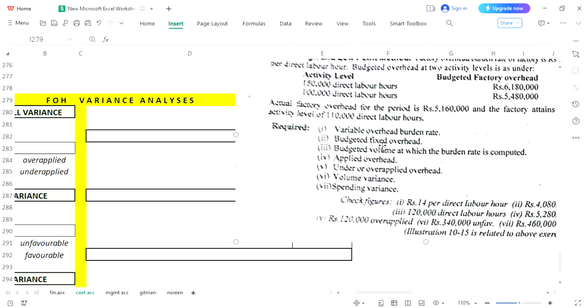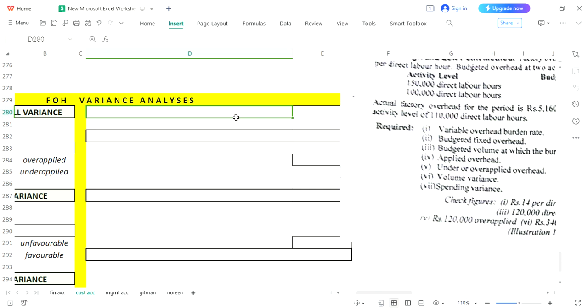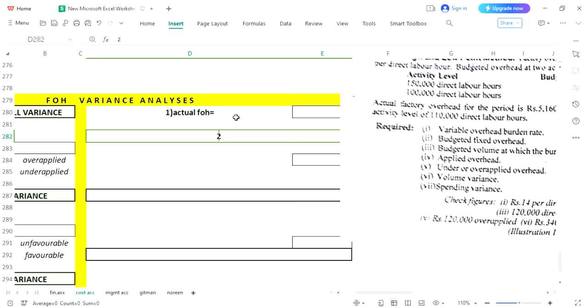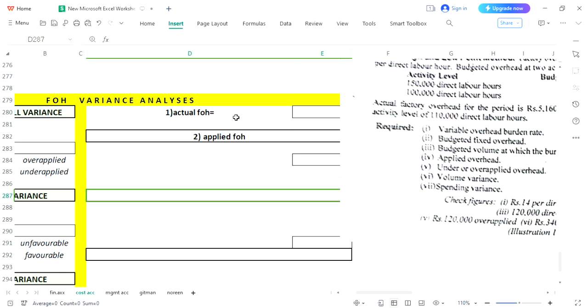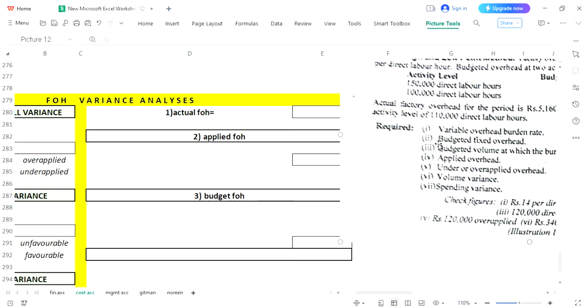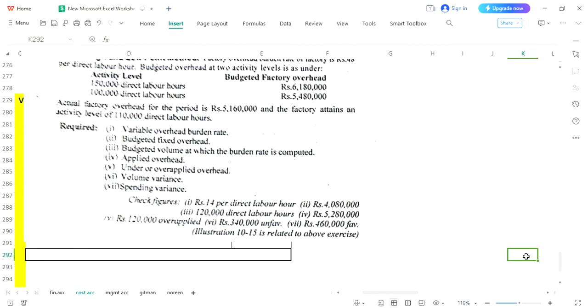For that purpose, the first calculation which you need is to have your actual FOH. Today's question is a little different, but even then you will be calculating everything present over here. So actual FOH, and then you will calculate your applied FOH, and third you will be calculating your budget FOH. In the similar way you will calculate your rates as well. But before that we will start reading our question, and some calculations today are a little different, so we will calculate them as our first step.